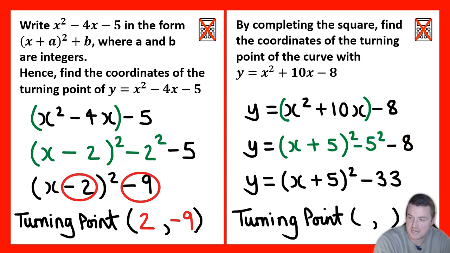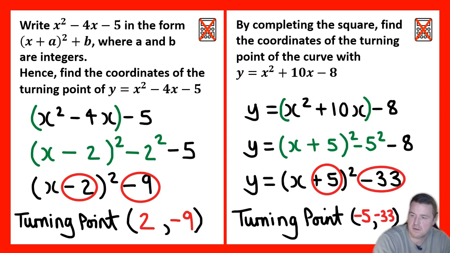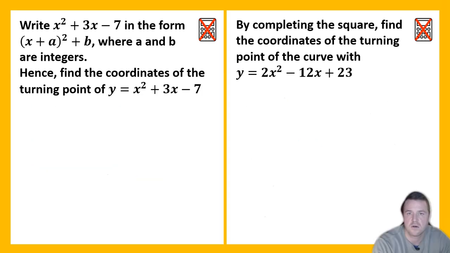The vertex, or the turning point, will be this number with the inverse sign, so negative 5 for my x part of the coordinate, and then negative 33 for the y part of the coordinate. On to the intermediate questions with an increase in difficulty.